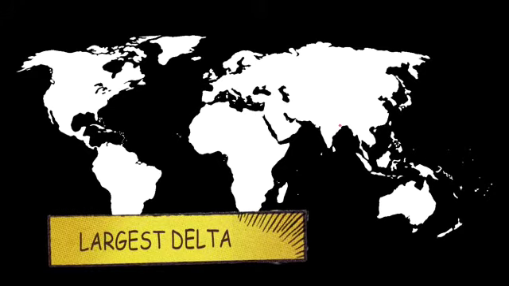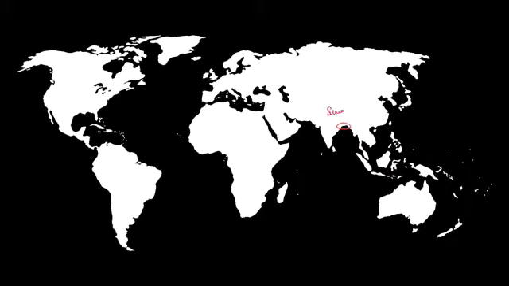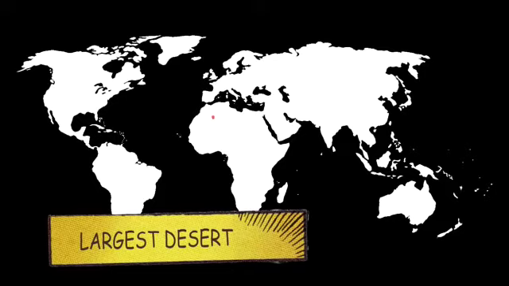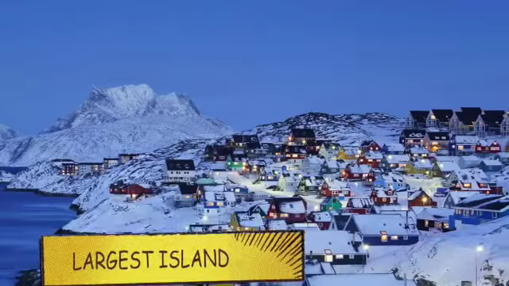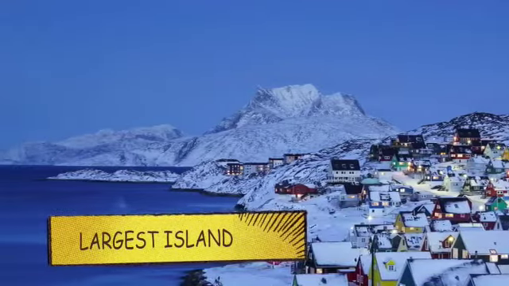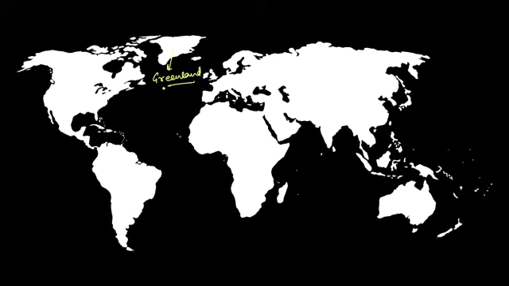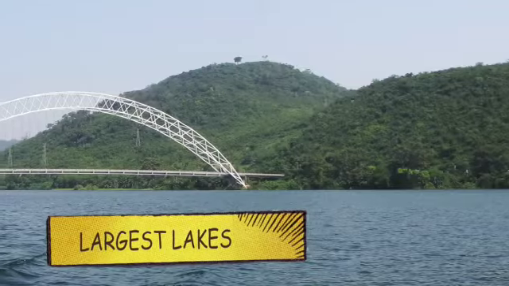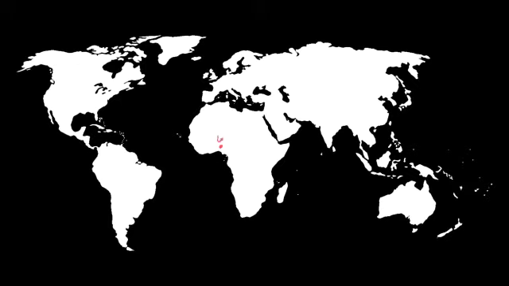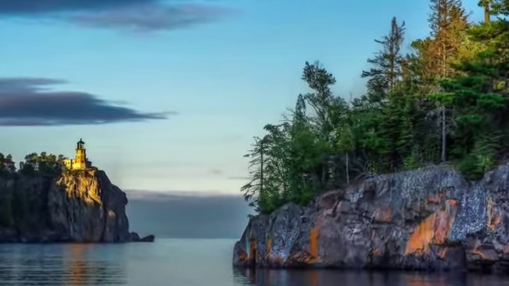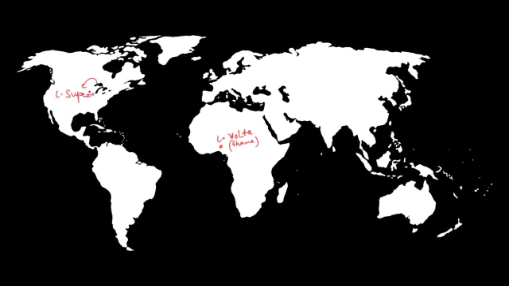The largest delta is here in Sundarbans, formed by the rivers Ganga and Brahmaputra. It is shared by India and Bangladesh. The largest desert is of course Sahara in North Africa. The largest island is of course Greenland. The largest artificial lake is here by the name of Lake Volta in Ghana. The largest sweetwater lake is Lake Superior, shared by USA and Canada, whereas the largest saltwater lake is Caspian Sea.